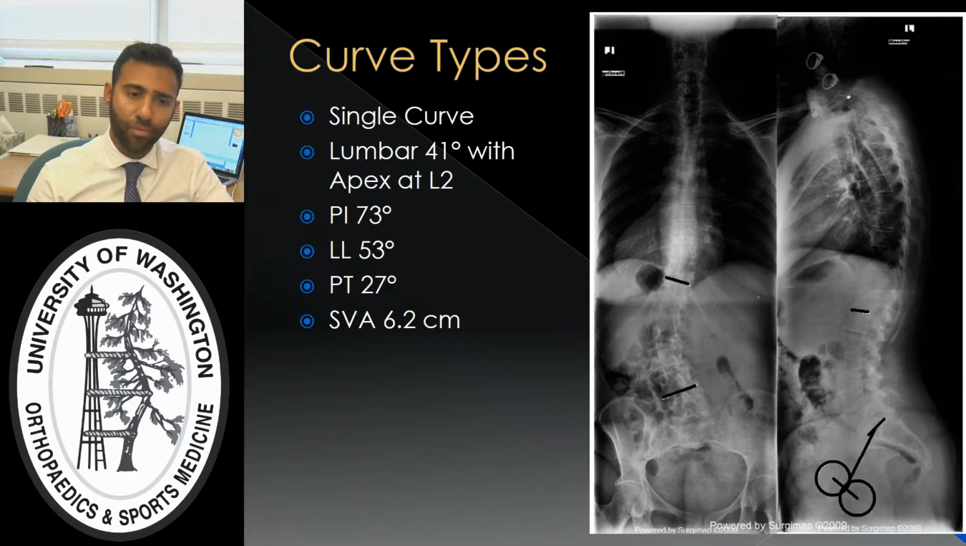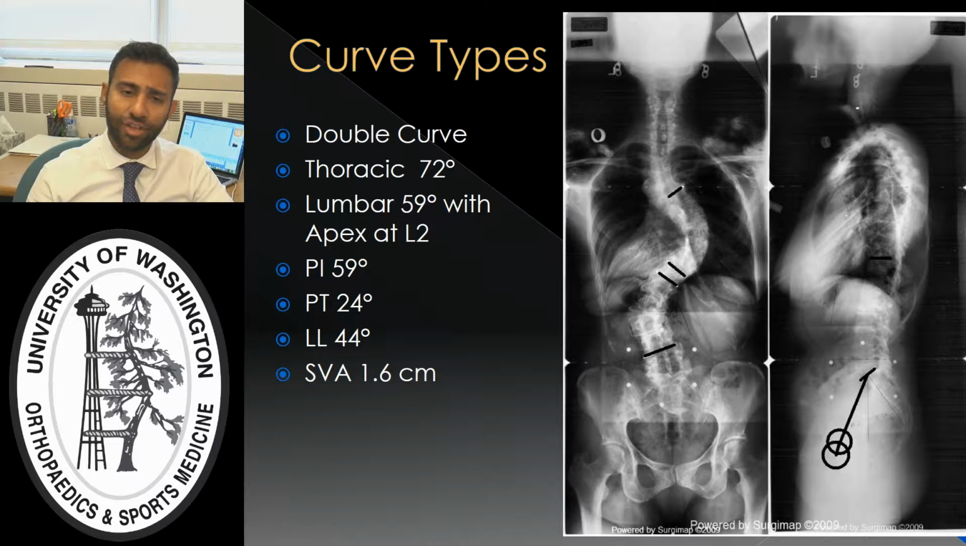Here's an example with a 41-degree lumbar curve, apex at L2. The pelvic incidence is 73, lordosis is 53. There's a mild mismatch. The pelvic tilt is in the 27 range, and the sagittal vertical axis, which again is a measure of how far forward a person is when they stand, is 6.2.